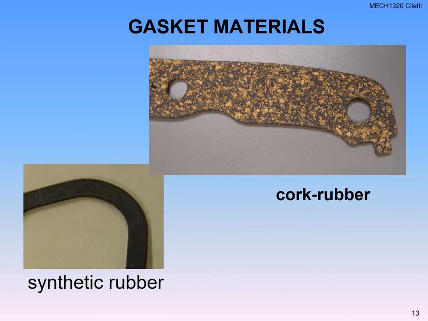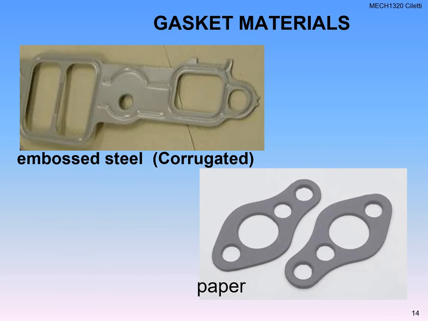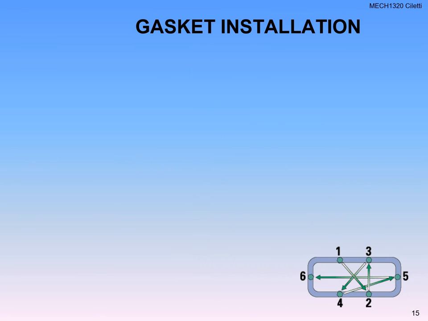So if we take a look, that's what a rubber cork seal or gasket looks like versus a synthetic rubber gasket. We have an embossed steel one, which has a design that's specifically placed into it. And we have a paper gasket.